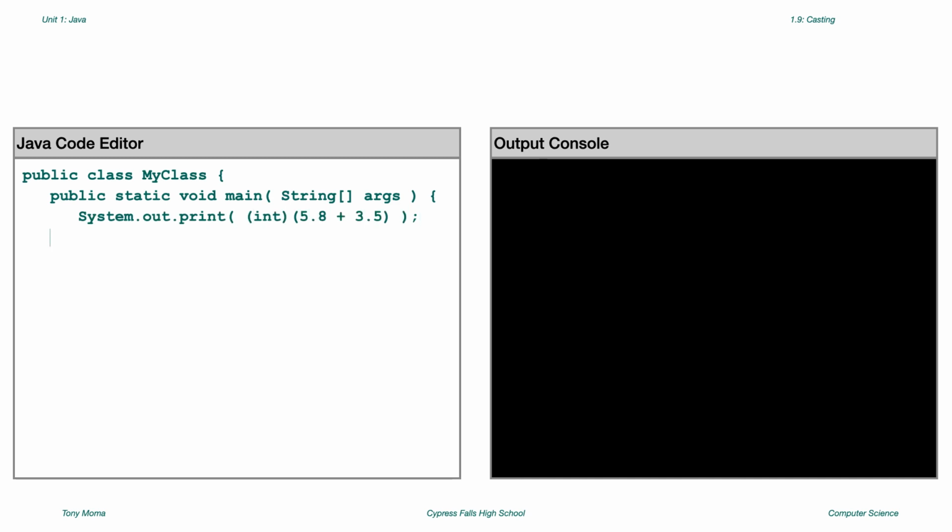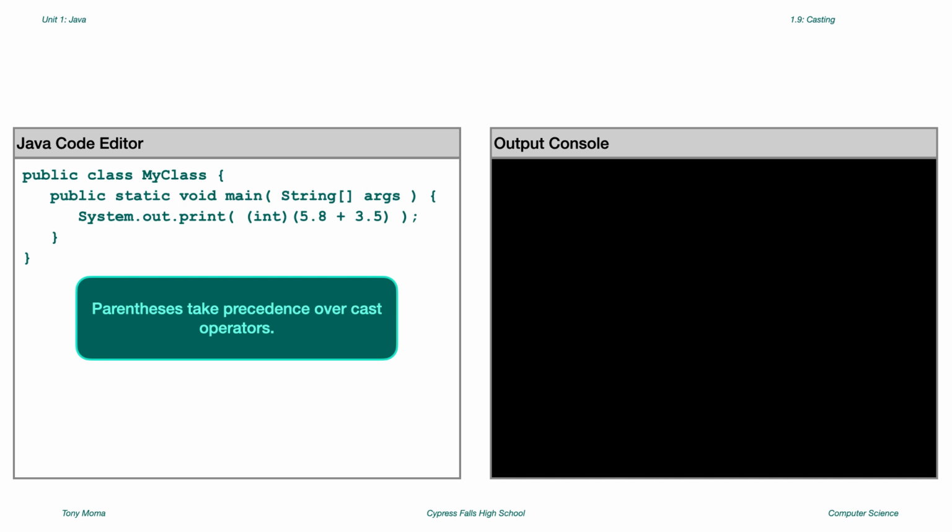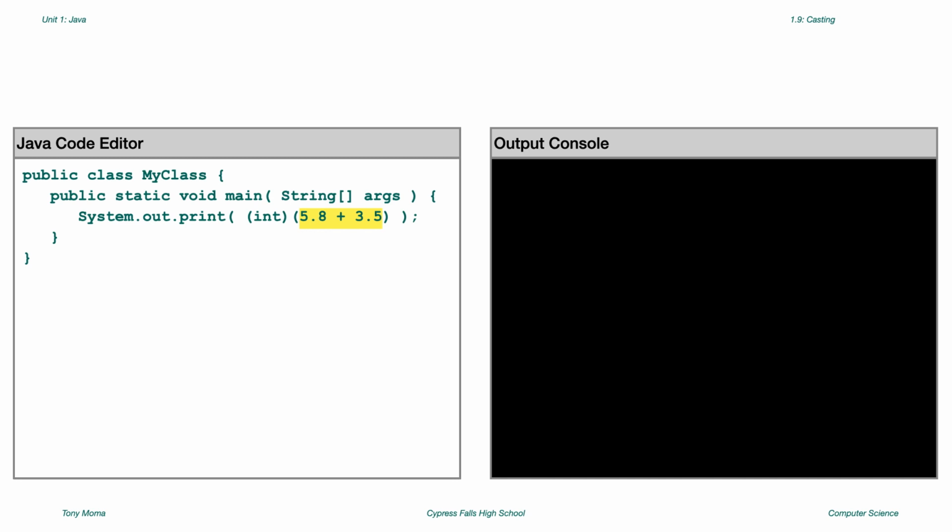Now consider this print statement. We already mentioned earlier how cast operators take precedence over arithmetic operators. Well, parentheses take precedence over cast operators. So before we can do any casting, we must first evaluate this expression inside the parentheses. What's 5.8 plus 3.5? 9.3. Now that the parenthesized expression has been evaluated, we can now apply casting. 9.3 casted to an integer gives us 9, thus 9 gets printed to the screen.